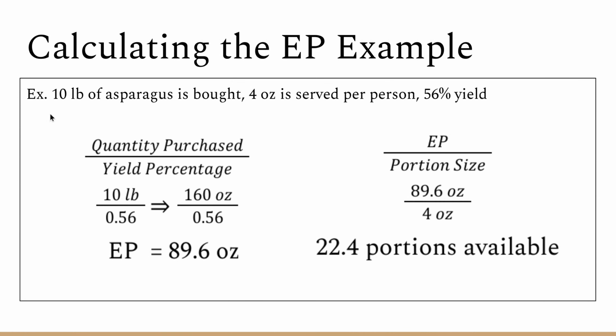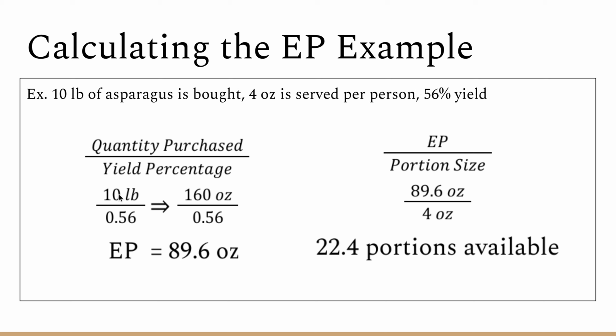Okay, so I have 10 pounds of asparagus. 4 ounces is served per person, and asparagus has a 56% yield. So plugging that into the first part of the equation on the left-hand side, quantity purchased divided by our yield percentage, I bought 10 pounds of asparagus. There's a 56% yield on that.